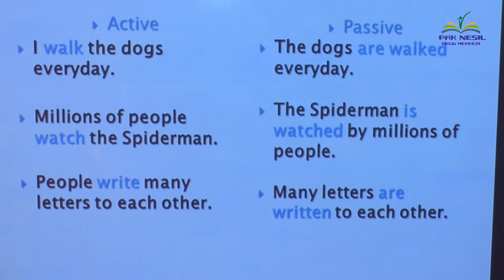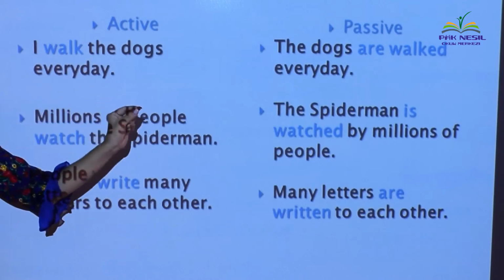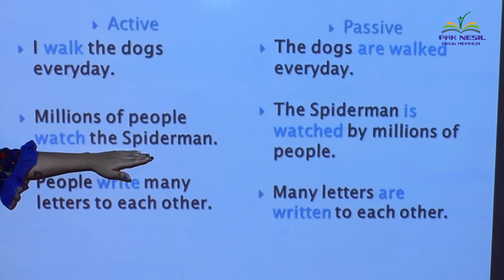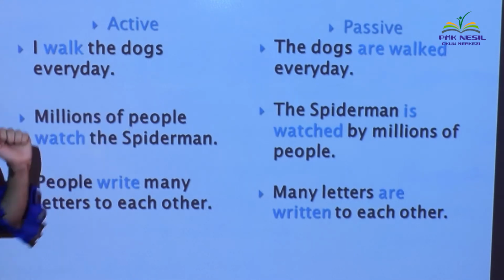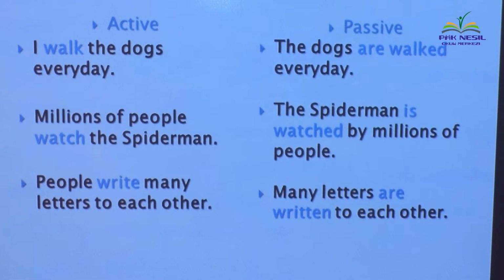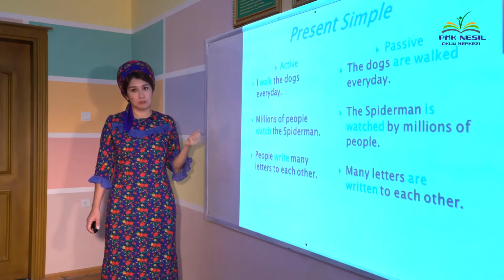Millions of people watch the Spider-Man. Again, we find the object, and that is the Spider-Man. Yes, it moves to the first place. The Spider-Man is watched by millions of people. The same, the verb to be and participle 3 of the main verb.